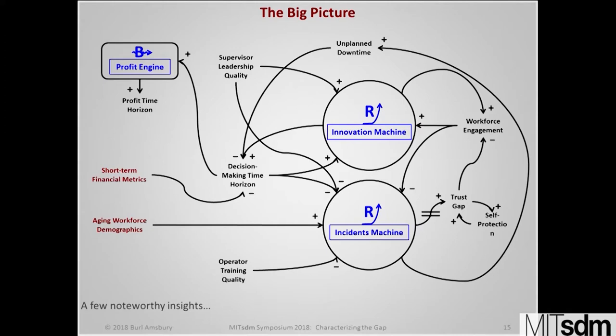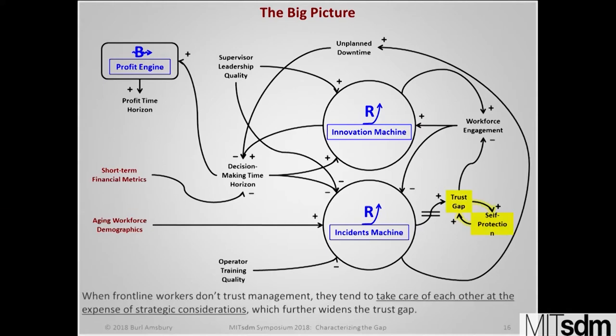There are some really interesting insights that come out of this. First, I want to talk about that little corner down there. When a trust gap develops, people on the front line tend to start protecting themselves. They protect each other and themselves from physical harm, from any threat to their careers or their jobs, and from having to work too hard. Because after all, if you're not bought in and you don't really believe in the folks running the show, why work more than you absolutely have to? And guess what that does? It directly feeds right back into the trust gap.